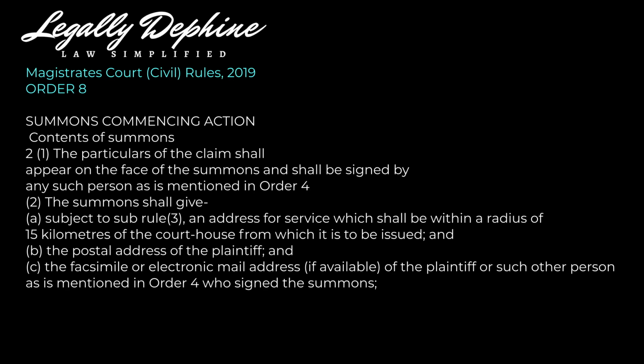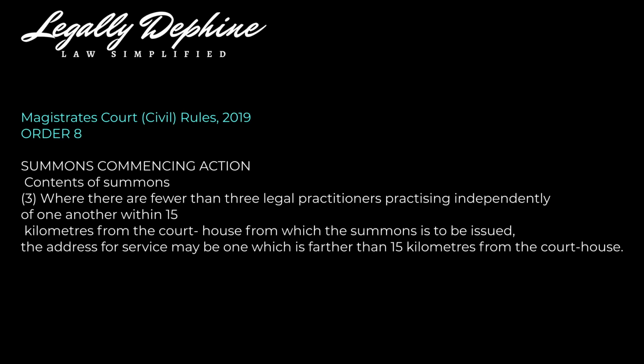The summons shall give, subject to Sub-Rule 3, an address for service which shall be within a radius of 15 kilometers of the courthouse from which it is to be issued, and the postal address of the plaintiff, and the facsimile or electronic mail address, if available, of the plaintiff or such other person as is mentioned in Order 4 who signed the summons. Where there are fewer than 3 legal practitioners practicing independently of one another within 15 kilometers from the courthouse from which the summons is to be issued, the address for service may be one which is further than 15 kilometers from the courthouse.